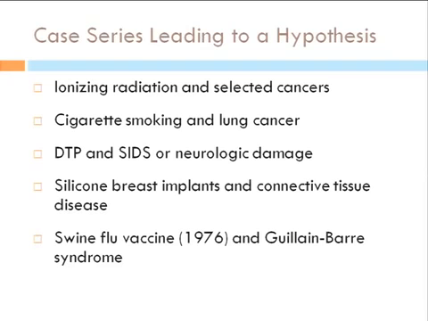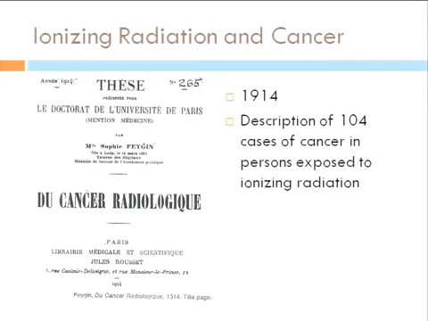All right, so ionizing radiation and cancer. We now know that ionizing radiation does cause cancer, especially in large doses. But back in the early 1900s, we didn't know that. And so there's a very famous thesis. This was actually somebody's PhD dissertation, where she took a collection of 104 cases of cancer. These were in people that had high exposures to ionizing radiation, so radiologists and the like, and put it together and said, look, it looks like this could cause cancer. Her name was, and I won't say it right, Sophie Fajan? I don't know how you would pronounce that.